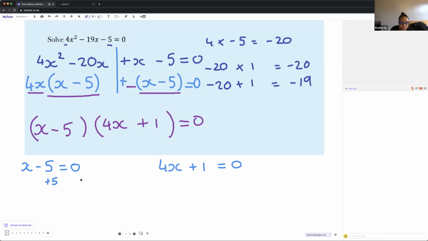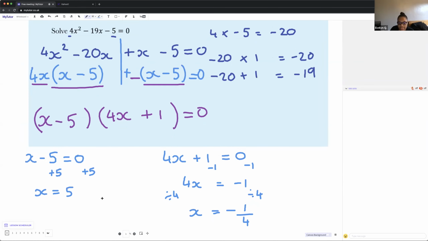So I can add 5 to both sides on the left-hand side. So I've got x equals 5. And on the right-hand side, I'm going to subtract 1 on both sides. So I've got 4x equals -1. And then I'm going to divide by 4 on both sides. So I've got x equals -1/4, however you'd like to say it. And this would be your solution, x equals 5 and x equals -1/4.